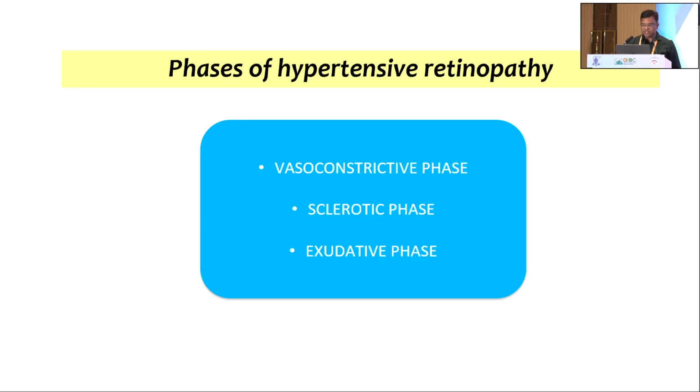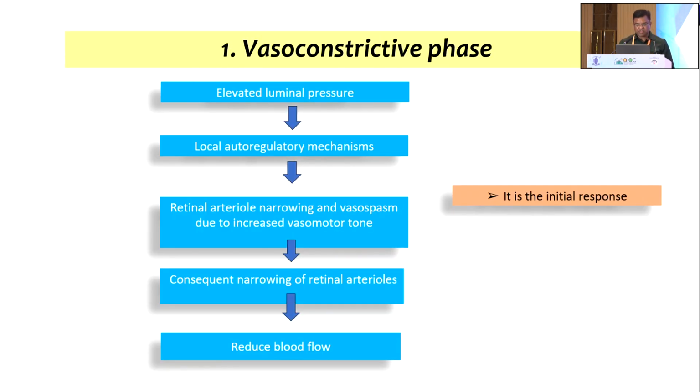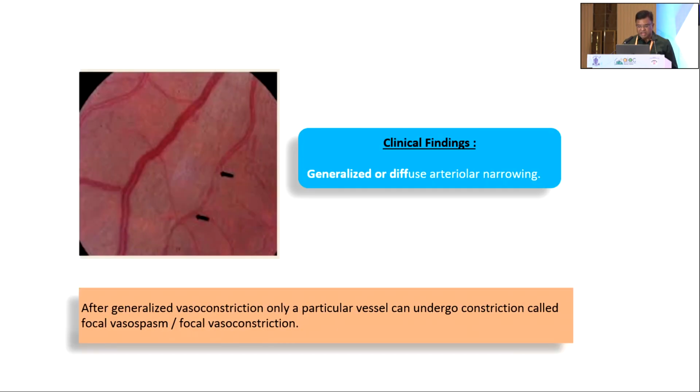There are different phases of hypertensive retinopathy. The main phases are the vasoconstrictive, sclerotic, and the exudative phase. In the vasoconstrictive phase, there is an elevated luminal pressure that leads to a local autoregulatory mechanism, which causes retinal arterial narrowing and vasospasm due to increased vasomotor tone, consequent narrowing of the retinal arteries, and reduced blood flow. It is the initial response to hypertension. The clinical finding includes generalized vasoconstriction. Only a particular vessel can undergo constriction, which is called focal vasospasm or focal vasoconstriction.